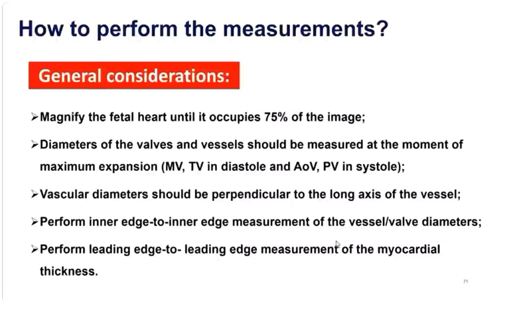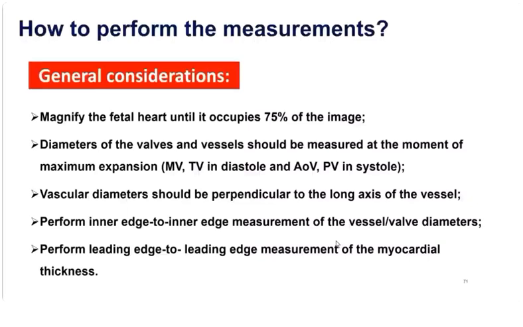The next important part of the fetal echocardiogram, and relatively new, which is required, is the performance of the measurements. And here you can see the general considerations. As usual, the assessment and visualization start from the optimization of the 2D, and in particular, the appropriate magnification. So we measure diameters of the valves and vessels at the moment of maximum expansion. That means that we are measuring the mitral and tricuspid valves in diastole, and the aortic and pulmonary valves in systole. The vascular diameter should be perpendicular to the long axis of the vessels.